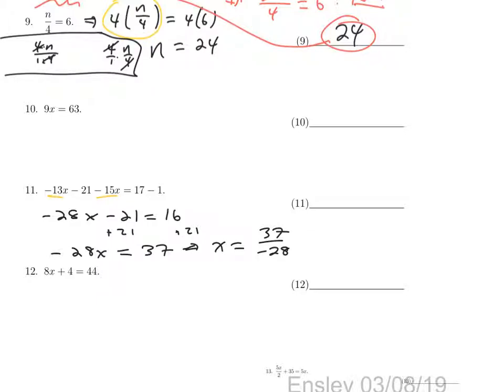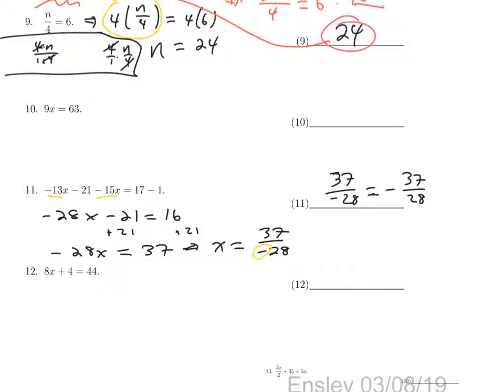One of the common mistakes that I saw was when people got to this stage, they just dropped this minus sign when they went on that last step. So don't forget that it is there. So 37 over minus 28, or the same thing as minus 37 over 28. It's the same thing.